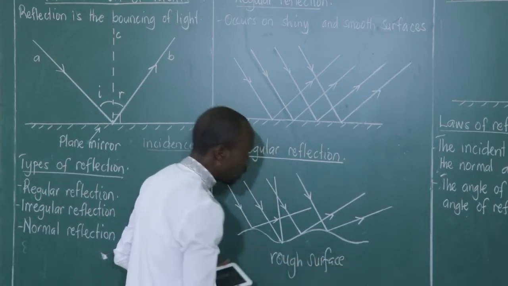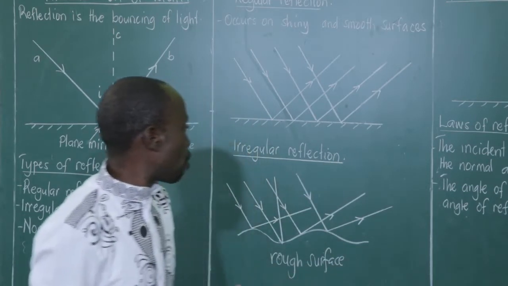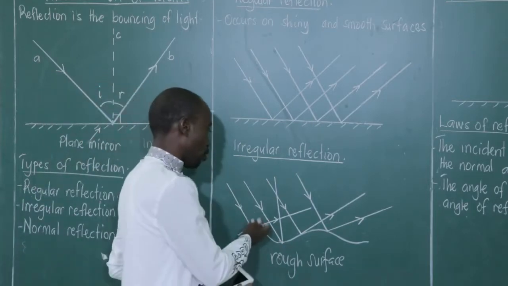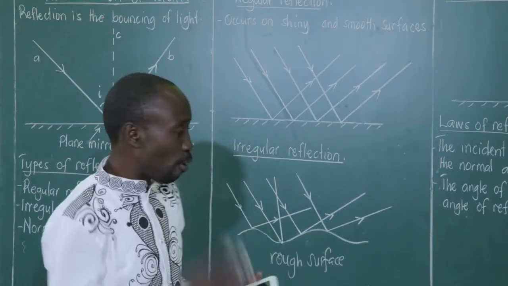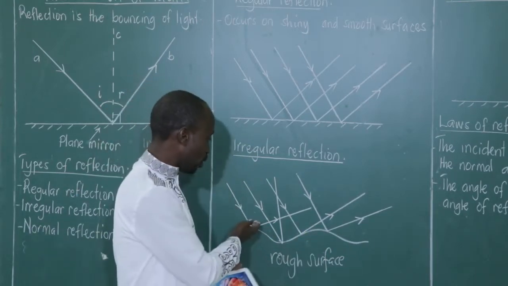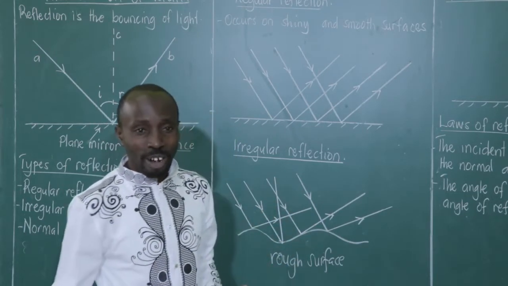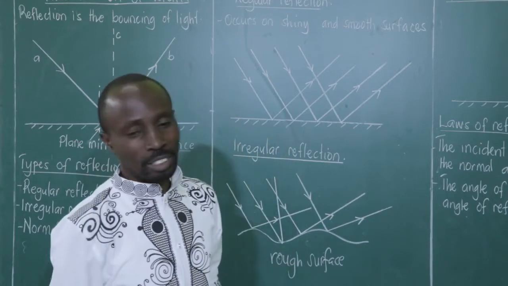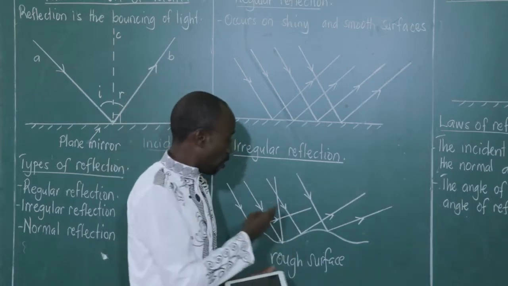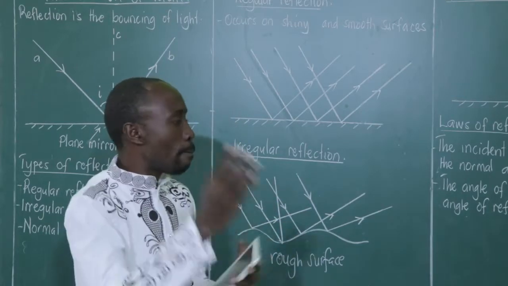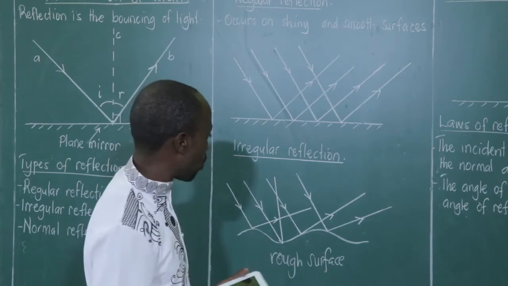Another name for this type of reflection is diffuse. We call it a diffuse type of reflection. Why? When you look at these rays, they are scattered in different directions. They are not uniform, okay? So basically, this one is what we call an irregular reflection. Where does it occur? Especially on rough surfaces, not shining, the opposite of the other one, definitely. So, rough surfaces will produce irregular patterns that constitute an irregular type of reflection.